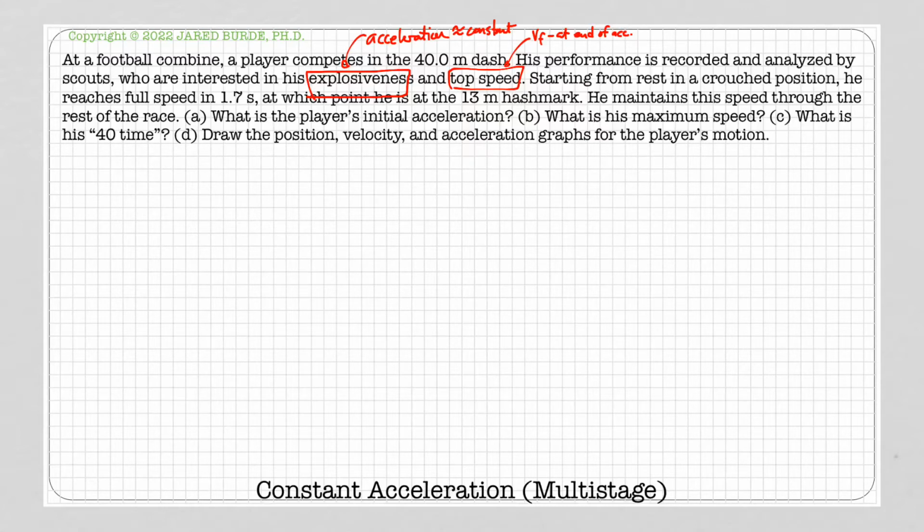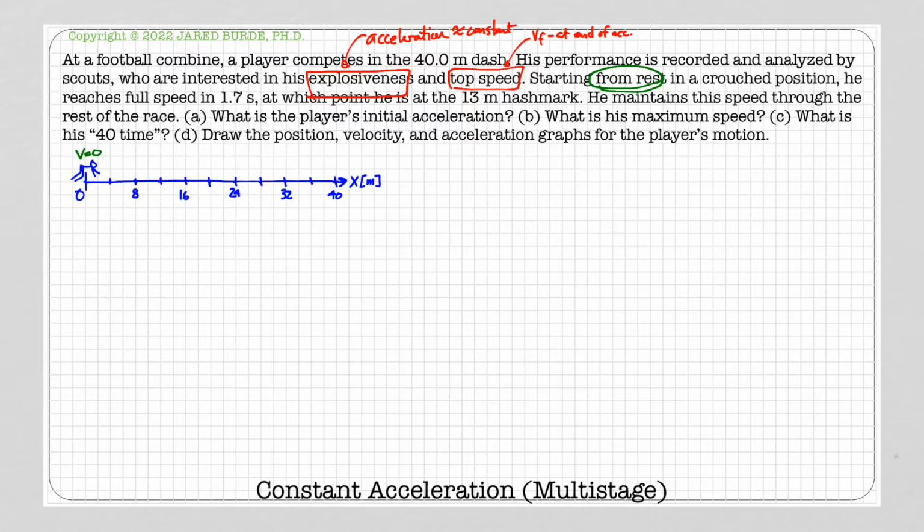So the first thing we'll do is draw a picture to represent the motion of this player. We're running in a dash, so we're running along a straight line. So we'll start with a horizontal coordinate system. Our player starts at the beginning in a racer's crouch, and if he is starting from rest, that tells us that the initial velocity is going to be 0.